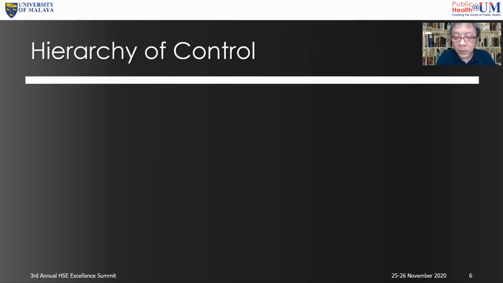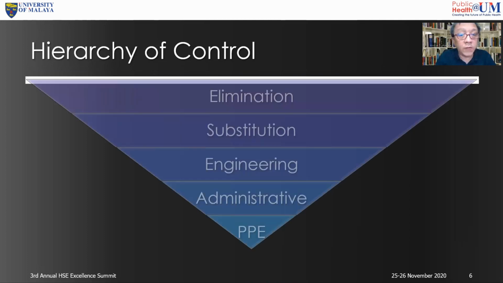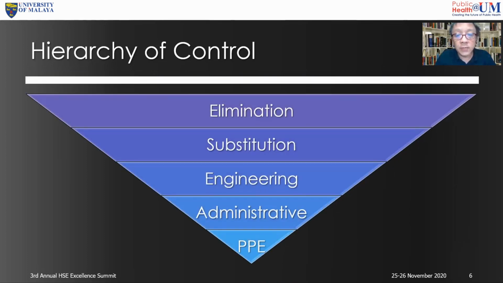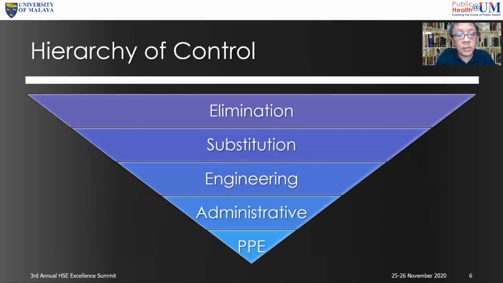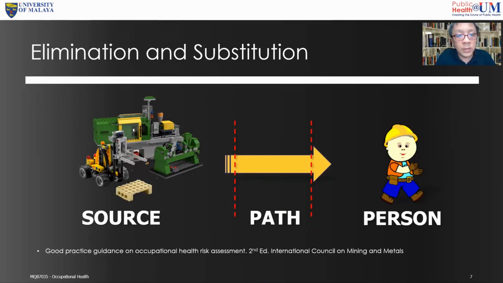When we talk about control of hazard, we focus on the hierarchy of control. The hierarchy of controls starts from elimination, substitution, engineering control, administrative control, and personal protective equipment. The hierarchy means that you start from the most effective to the least effective. Elimination means that we try to eliminate or substitute the source of hazard from the workplace.